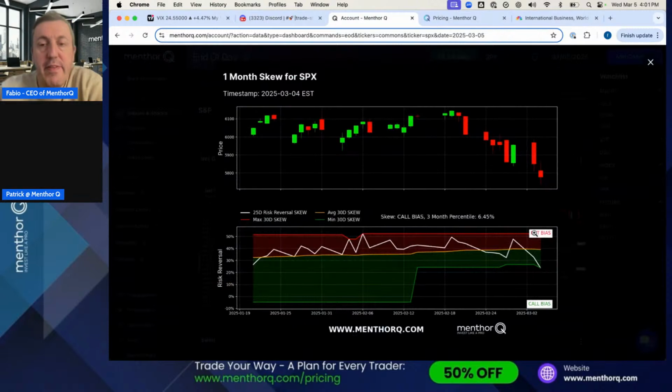If we look at our skew chart, we can see that a couple of days ago, we were in a very strong put bias. That means that the implied volatility of out-of-the-money puts was way higher than out-of-the-money calls. The implied volatility of puts is kind of going down. We're still in this kind of area right here.